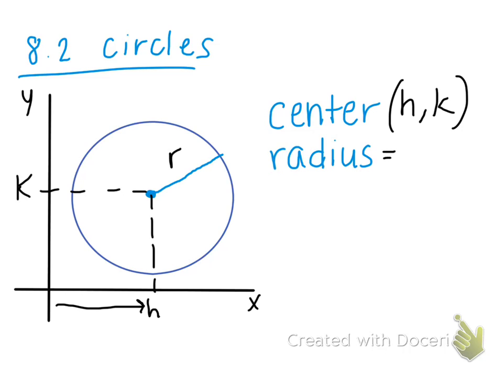So the center is at (h, k), and the radius is just lowercase letter r, and the radius is that distance from the center to the outside, or the circumference, of the circle. And that distance is the same no matter where you draw the radius. The center is still the same distance from the outside of the circle.